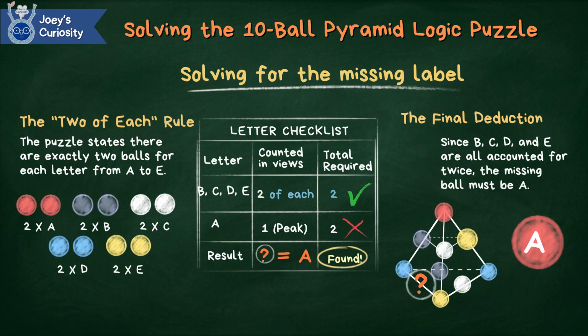Finally, we run a quick mental math process of elimination. Tallying those shelves up in our head, we found exactly 2 Bs, 2 Cs, 2 Ds, and 2 Es. So if every other letter has already clocked in twice, who is the only one left without a partner? Yep, the missing question mark ball absolutely must be the second A.